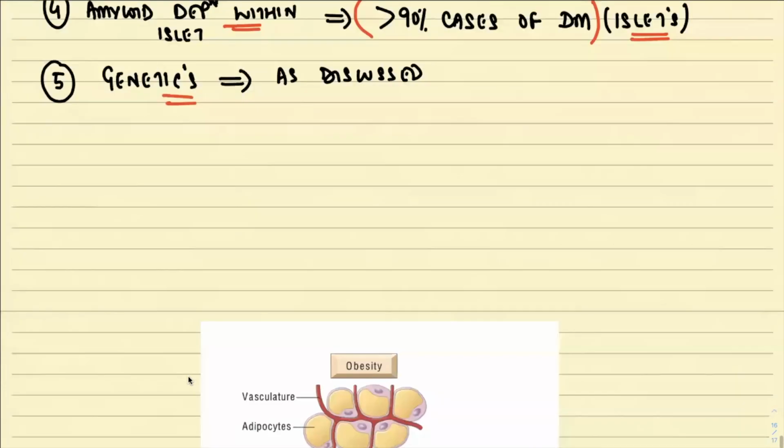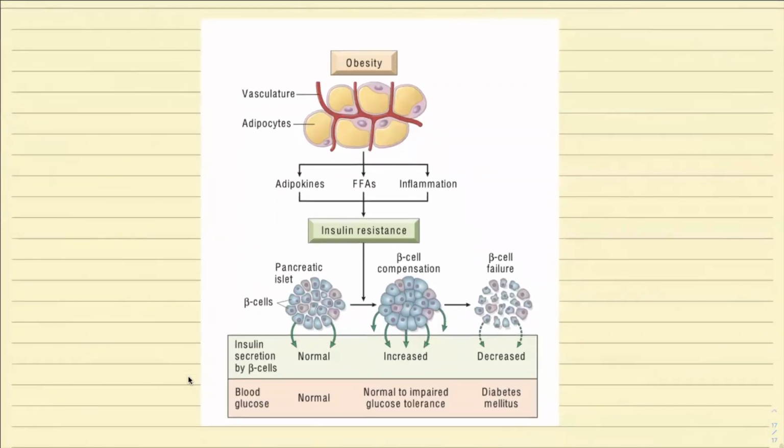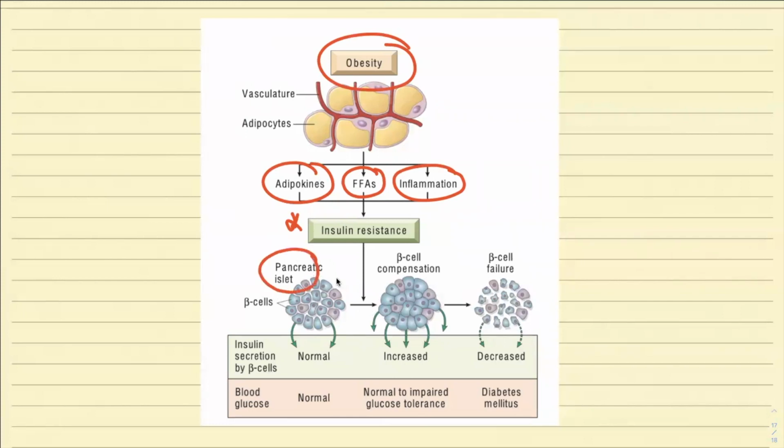Just a last diagram I want to show, and then I will conclude. So this is how the obesity is leading to insulin resistance. So obesity, the central adipocytes, is causing excessive free fatty acids, and via inflammation and via adipokines, they are stimulating insulin resistance, as we have seen. So initially, what is going to happen? The pancreatic islet, when there is an insulin resistance, there will be a hypertrophy.